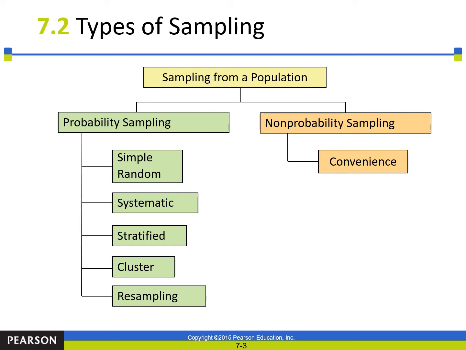Okay, we have two types of sampling: probability sampling, that includes simple random, systematic, stratified, cluster, and resampling. And then non-probability sampling that just includes a convenience sample. And that's a method that we would use when there's no methodology applied to collecting a sample and we just use information that's readily available.